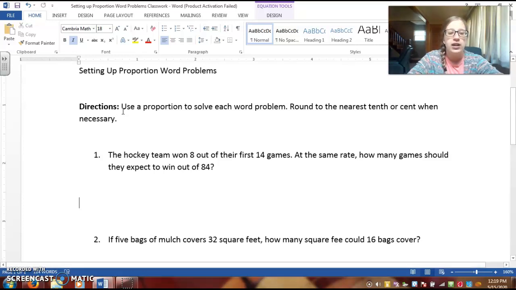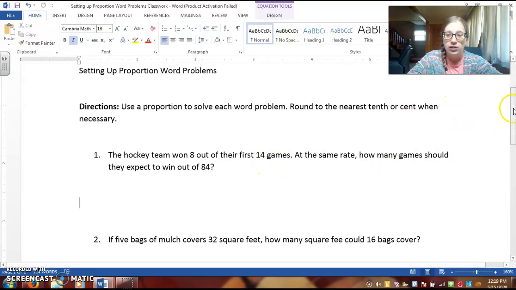So our directions tell us to use a proportion to solve each word problem. Remember, a proportion is a fraction equal to another fraction. They're going to give us some kind of rate that we want to continue to repeat, but we want to change the rate, whether it's getting larger or smaller depending on the situation. We're going to be sure to round to the nearest tenth or cent when necessary.